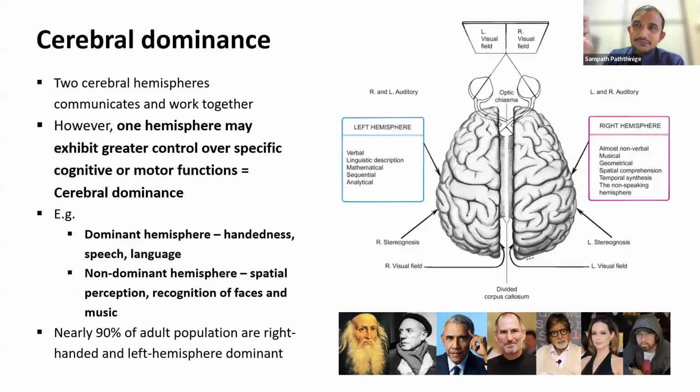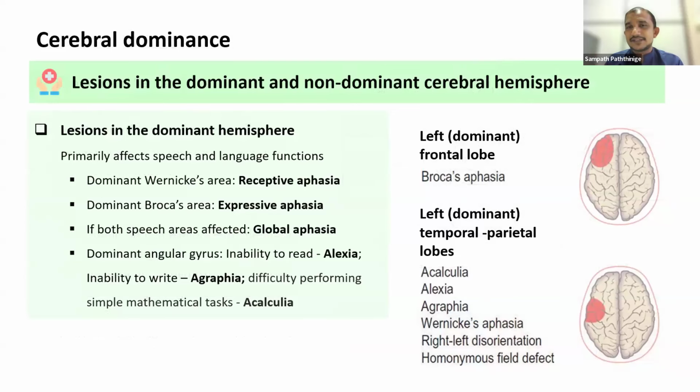The concept of cerebral dominance comes in because there are certain neurological functions which are carried out mostly by one hemisphere, not by the other. So generally we say the dominant hemisphere controls things like handedness, speech, language functions, while the non-dominant hemisphere affects the recognition of space, right? And recognition of faces, the music, right? So that kind of thing. So depending on the hemisphere which is affected, they will have different features, right?